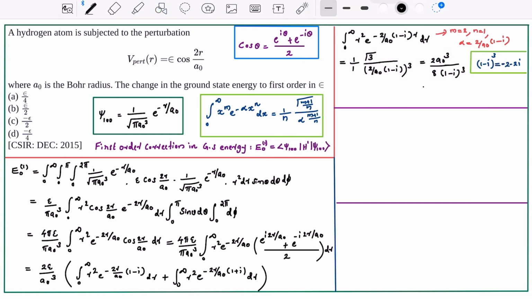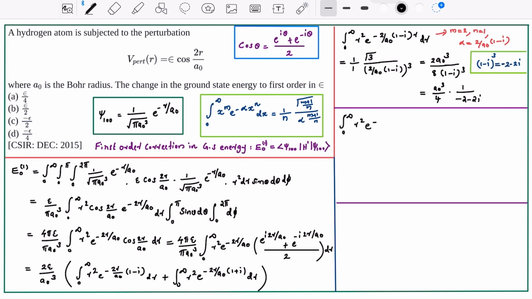Now substitute the value of (1 minus i) cubed in the equation. You will get the value of the integral as A0 cubed divided by 4 into 1 by (minus 2 minus 2i). This is the expression for the first integral.